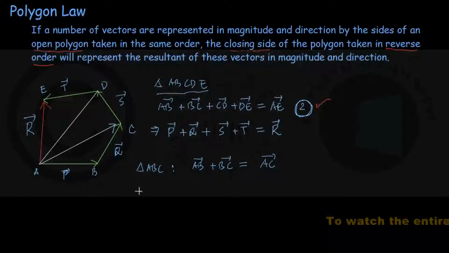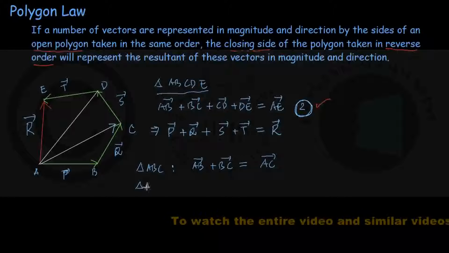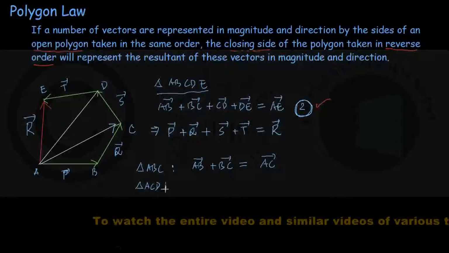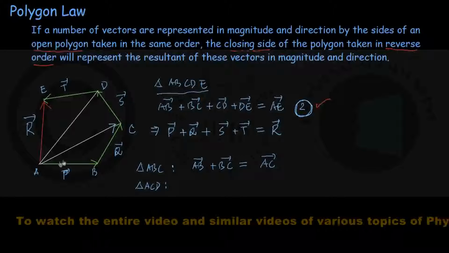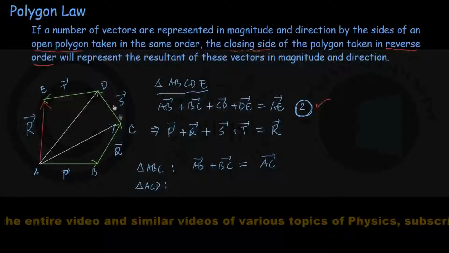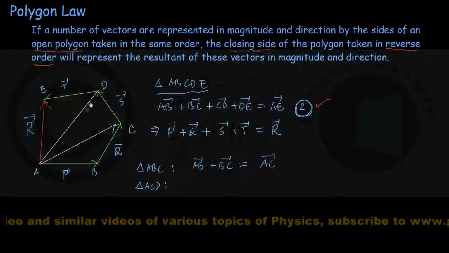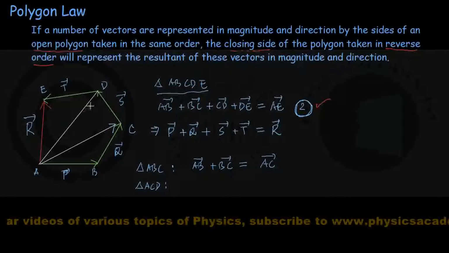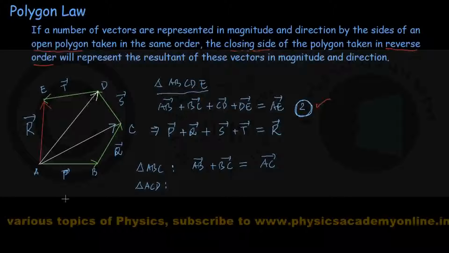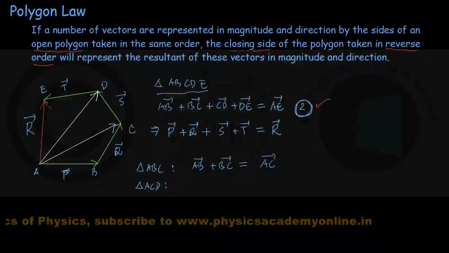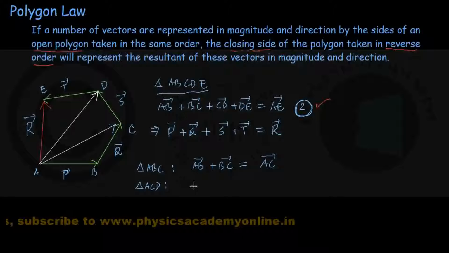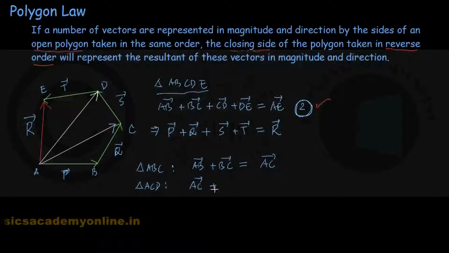And then I go for the next triangle, that is ACD. Again, we apply the same triangle law. I can see AC plus CD must be AD. So again, I'll give this arrow cap and write accordingly that AC plus CD is equal to AD.